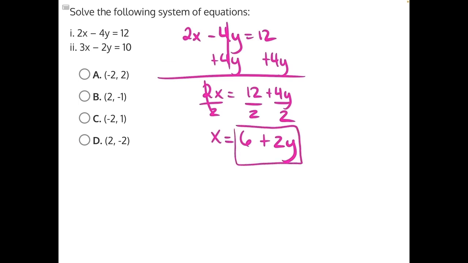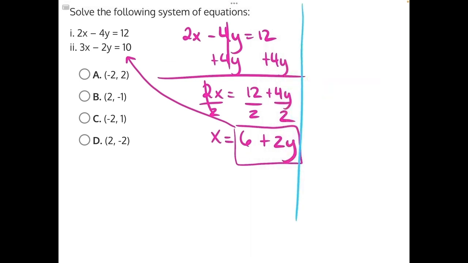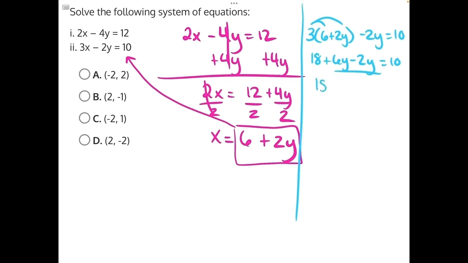So let's plug that into our second equation and solve for y. There we will have 3 times x, which is 6 plus 2y, minus 2y is equal to 10. We'll do distributive property. 3 times 6 is 18. 3 times 2y will give us 6y, minus 2y is equal to 10. Then we'll combine like terms. 6y minus 2y will give us 4y.